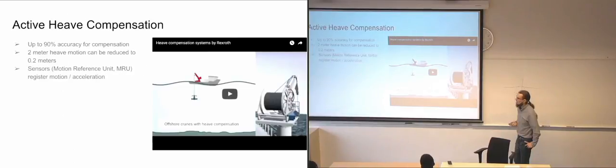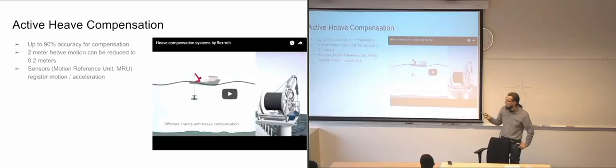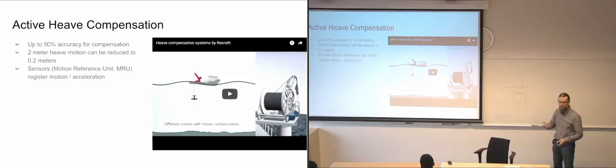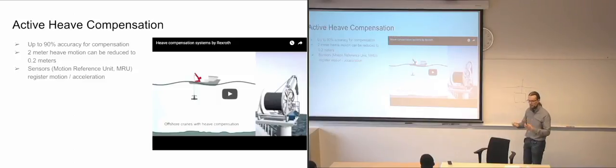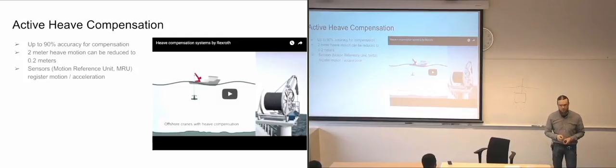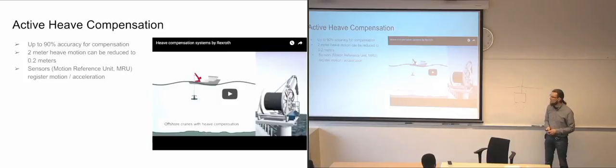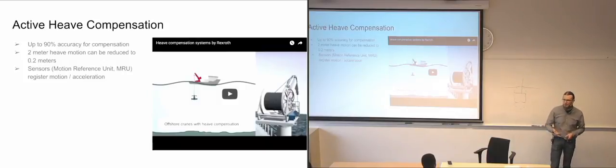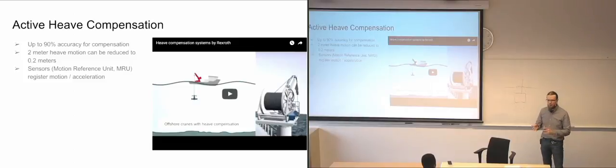And they use a lot of sensors, as I talked about last time, so motion reference units that register motion and acceleration, much like the accelerometers in a smartphone. So they're basically just doing the same technology, only a bit more accurately than what's in your smartphone. Your smartphone is fairly accurate when it's registering it, but it doesn't always interpret the signals it's getting.